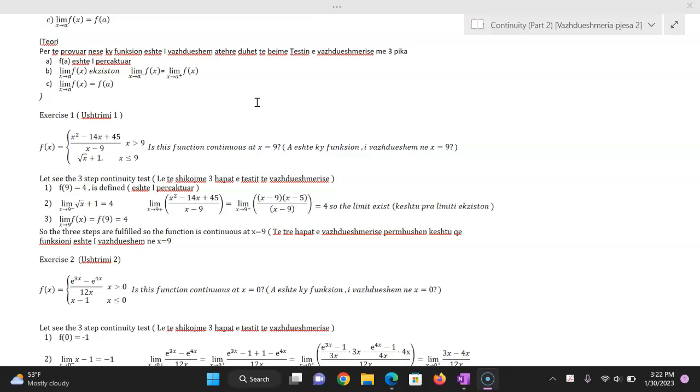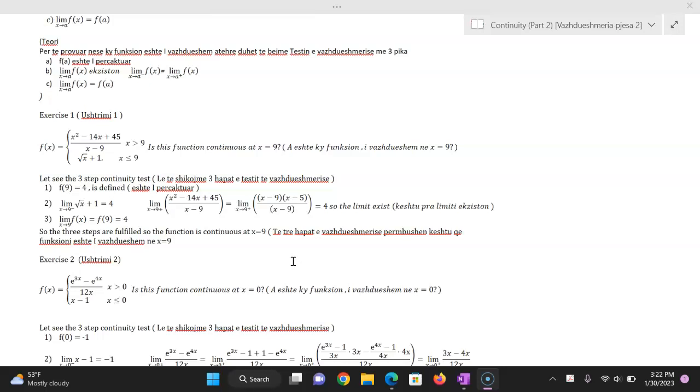For the second step, we will see the left and the right limit. The limit when x approaches 9 from the left of the square root of x plus 1 is equal to 4, and the limit when x approaches 9 from the right of x squared minus 14x plus 45 over x minus 9 is equal to the limit of x minus 9 times x minus 5 over x minus 9. So we have factored this numerator, and x minus 9 cancels out, so we end up with the limit when x approaches 9 from the right of x minus 5, and that is equal to 4.